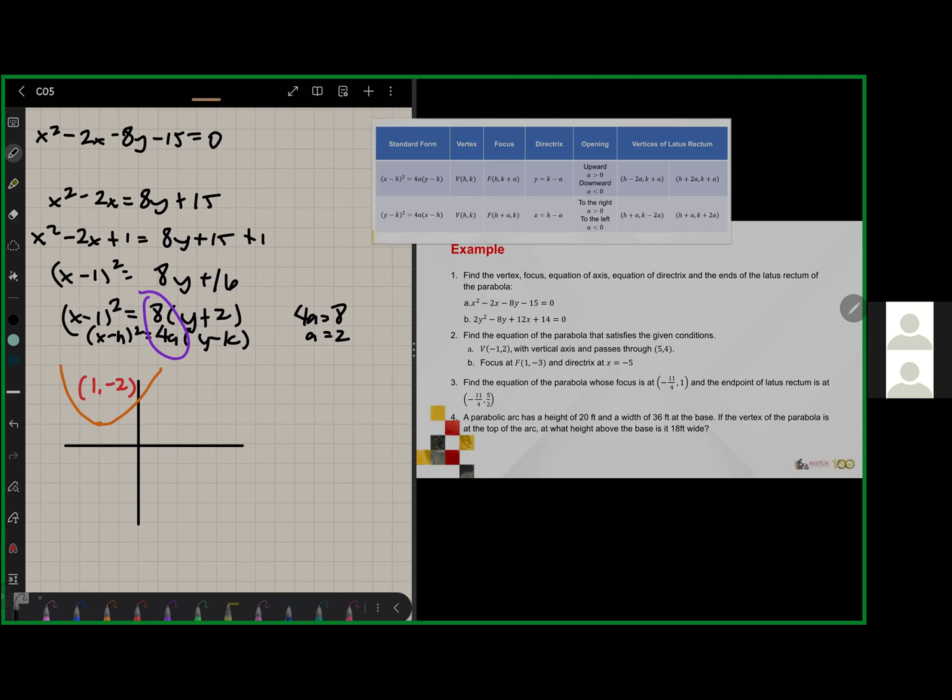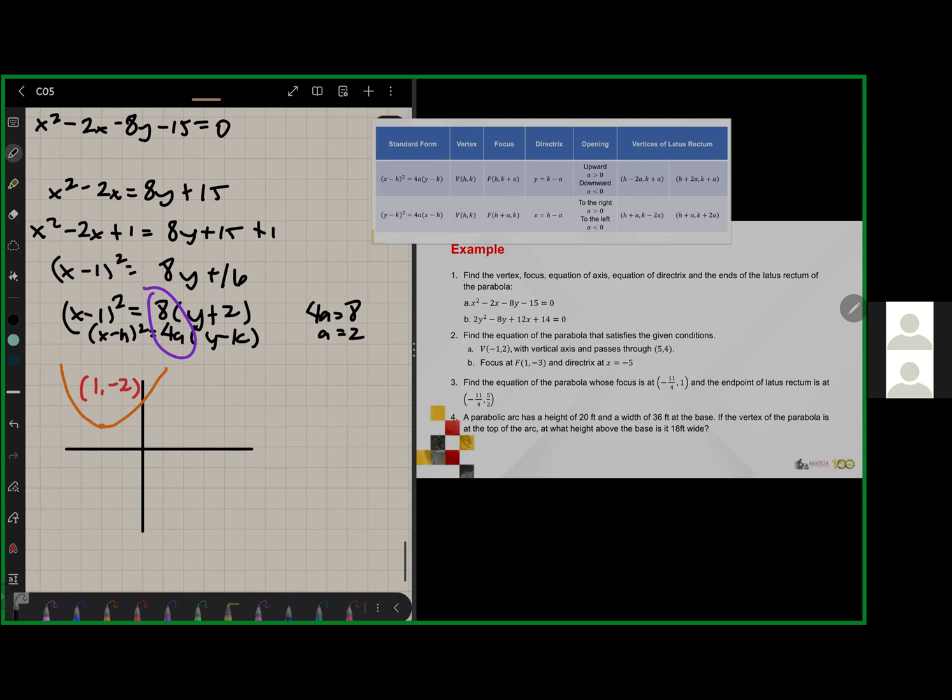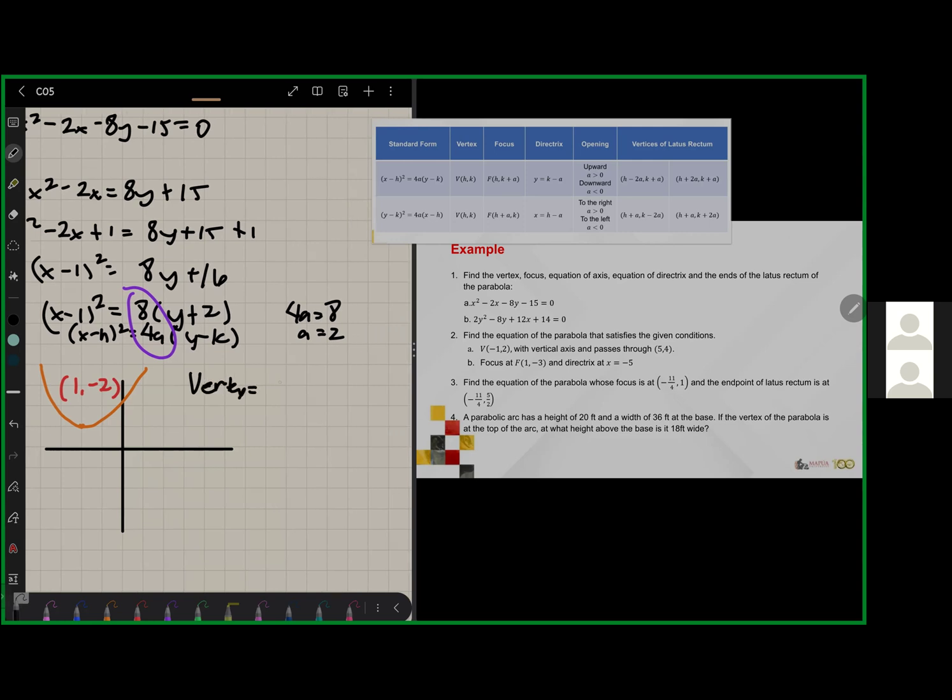Now that we know that a is equal to 2, we can solve for our focus. We know that our vertex is at 1 comma negative 2, since the focus will only move upward, we only have to add 2 to the y-coordinate. So our focus is at 1 comma 0. And our directrix, since it is on the bottom side of our parabola, we have to subtract 2, giving us negative 4.